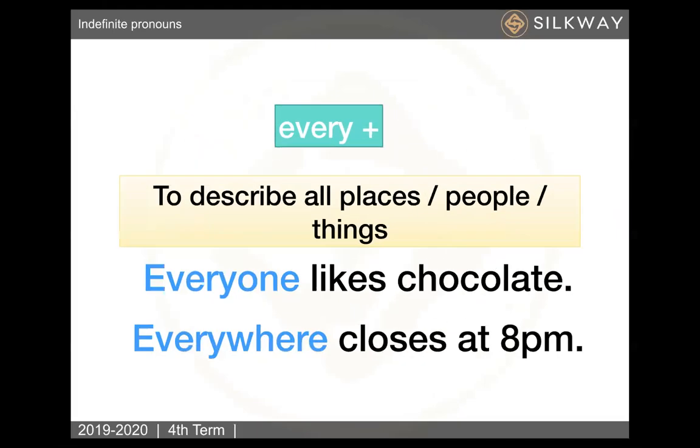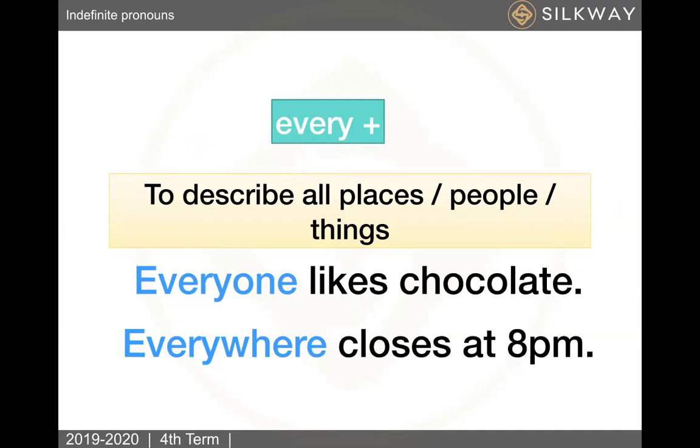Let's start with every. Every is used to describe all places, people, and things. Everyone likes chocolate. That means all people like chocolate. But when we use the indefinite pronoun everyone, we use it as a third person singular. That's why we add s at the end of the verb. Everywhere closes at 8 p.m. Everywhere means all places close at 8 p.m.